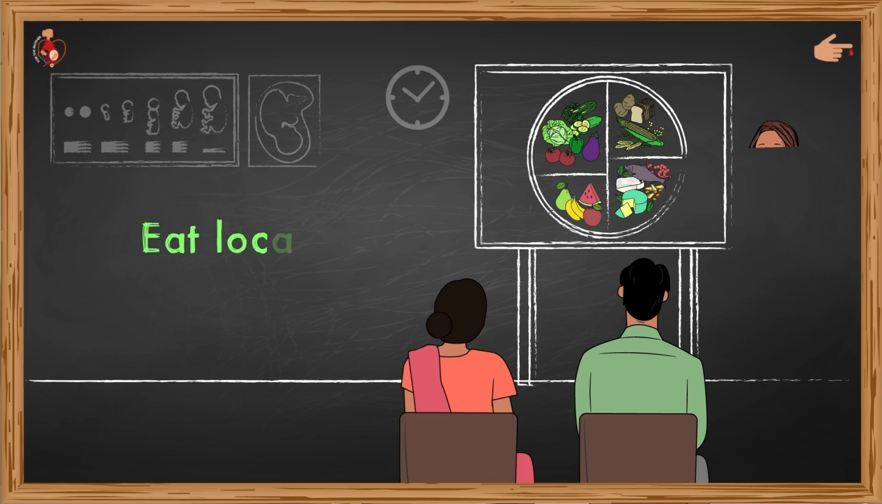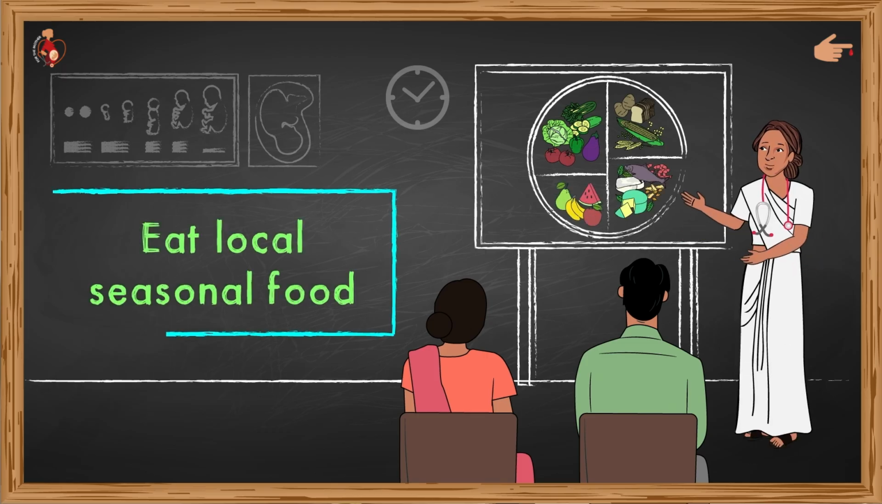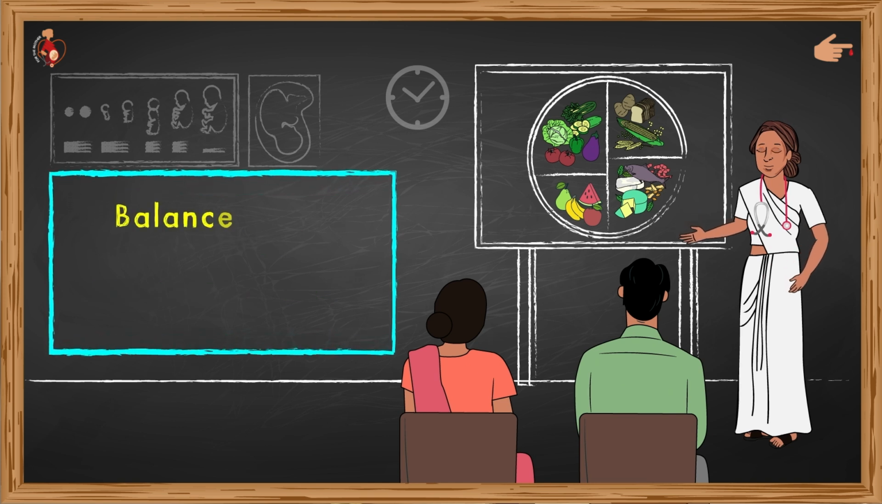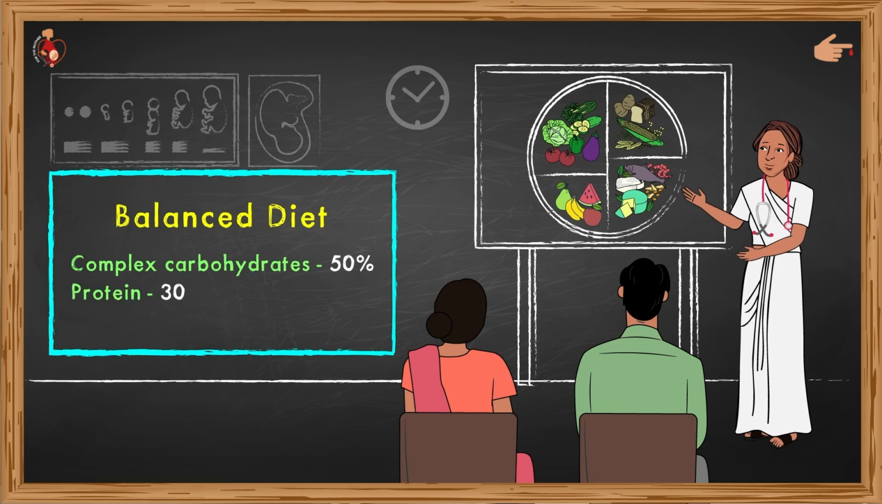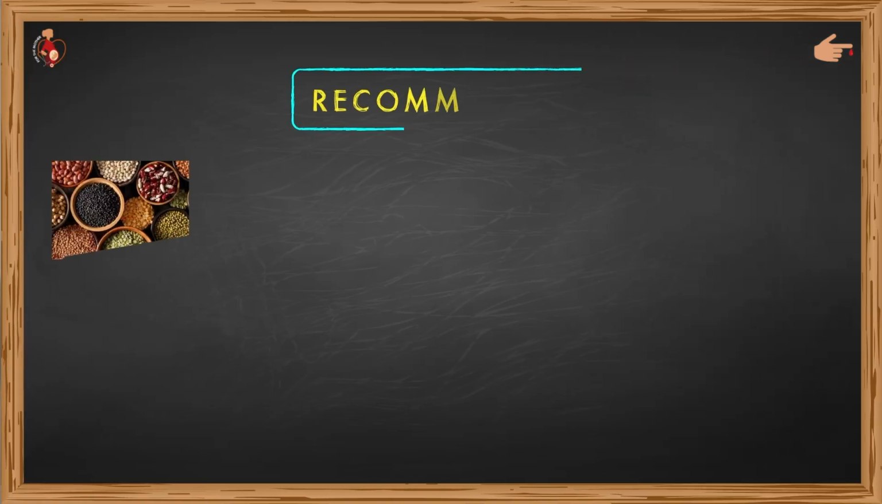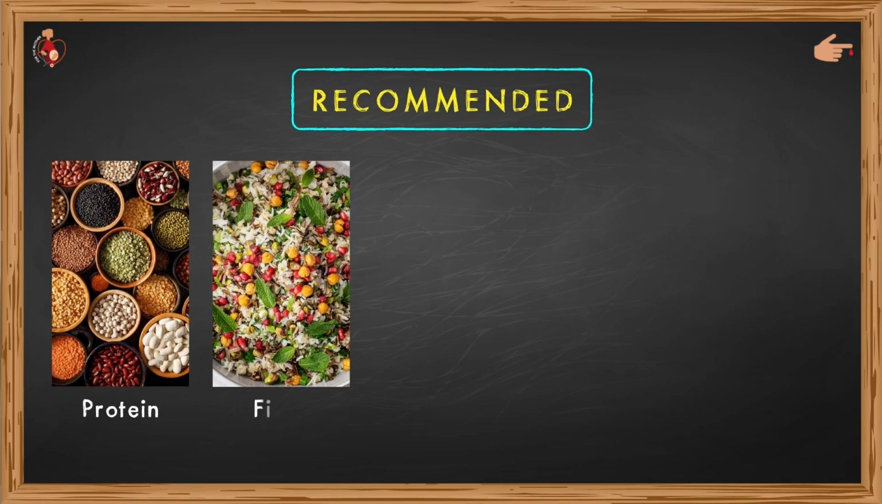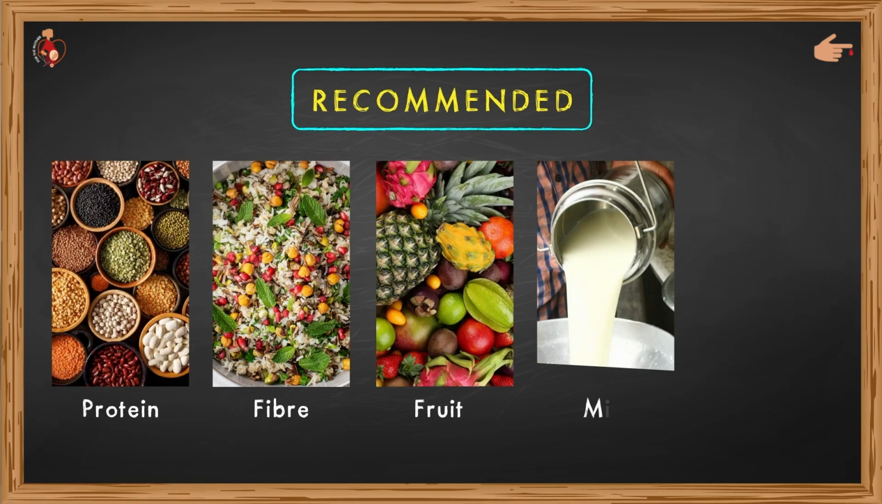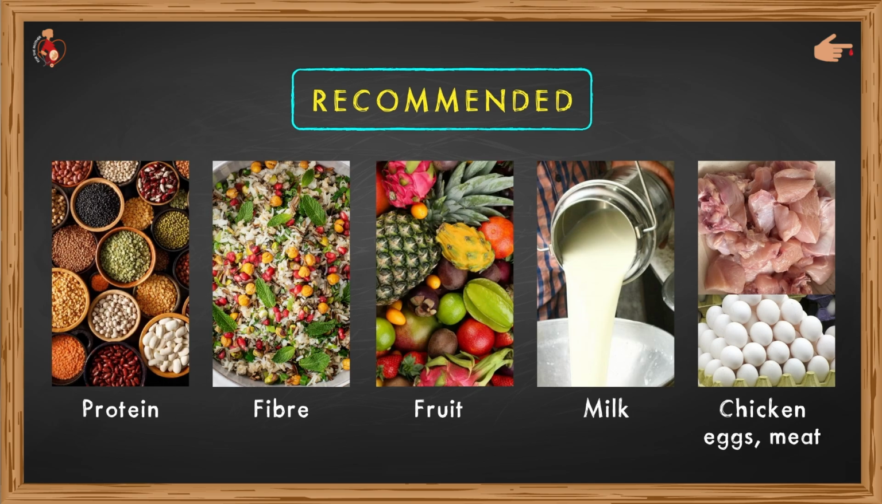This diet should be attuned to the local eating habits, which the healthcare workers are aware of. Predominantly, it is the complex carbohydrates, which should be about 50% of their diet, followed by the proteins, which should be about 30%, and the rest could be fat. So the emphasis should be more on the proteins, the fibers, the fruits, milk, the poultry products, etc.